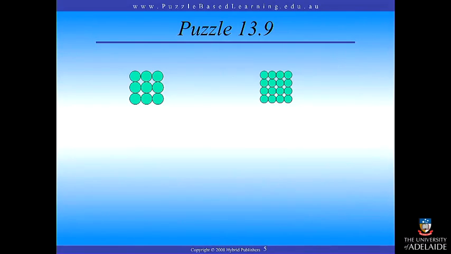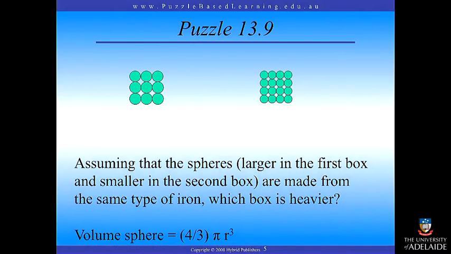In the second box, there are 64 identical iron spheres arranged in the same manner, so 4 by 4 by 4. The picture that you should have in mind is something like this. If you look at this box from the front, you would see 3 by 3, and then you have to also imagine there are 3 rows of this. In box 2, you're going to have 4 rows of this. So you're going to have 3 by 3 by 3, and 4 by 4 by 4 iron spheres. Assuming that the spheres, larger in the first box, smaller in the second box, are made from the same type of iron, which box is heavier? And there's the sphere volume formula here, which you probably need.